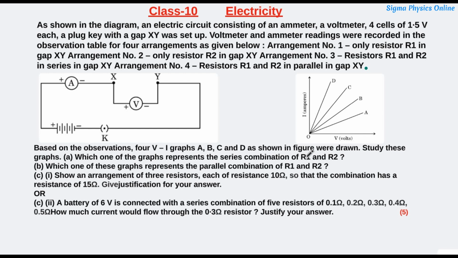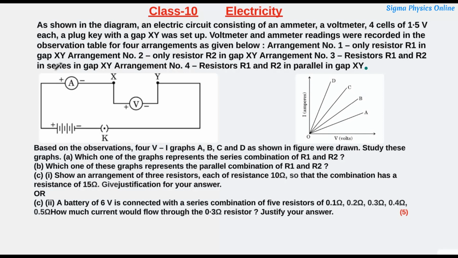Hello students, welcome back. Let's take up another board question, and this question is from electricity chapter and this carries a total of 5 marks. As shown in the diagram, an electric circuit consisting of an ammeter, a voltmeter, 4 cells of 1.5 volt each, a plug key with a gap XY was set up. Voltmeter and ammeter readings were recorded in the observation table for 4 arrangements as given below.